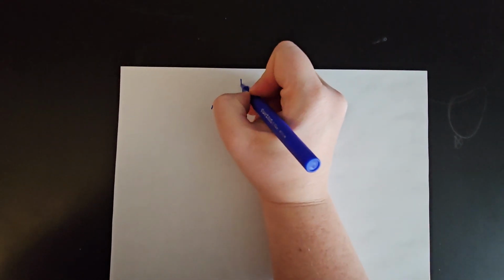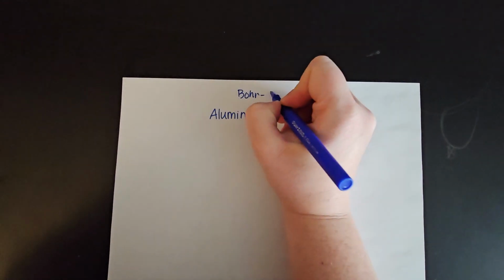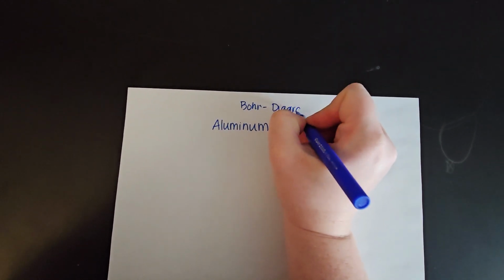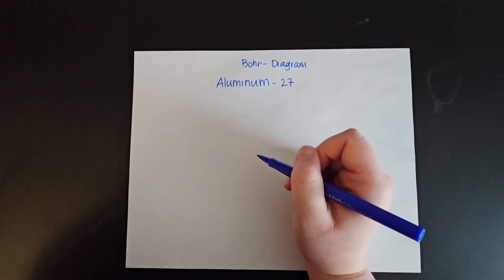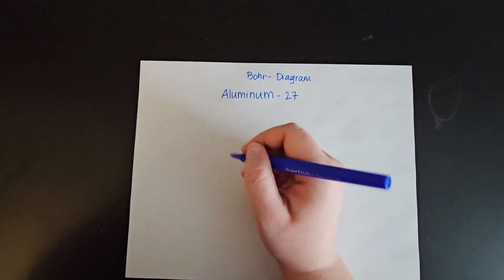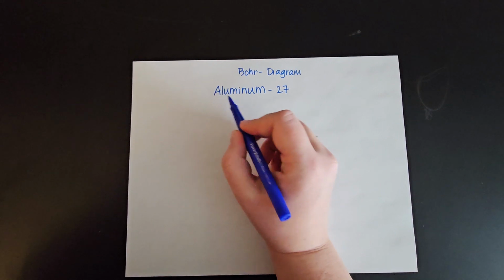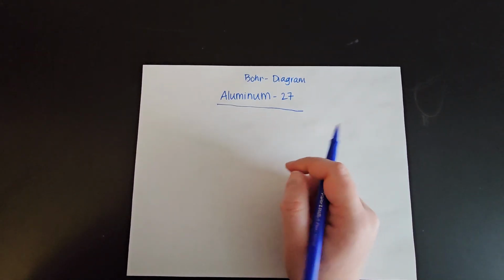Here's how we draw a Bohr diagram. These diagrams show us the location of our different electrons inside our atom. So for this example, we're going to do aluminum 27.